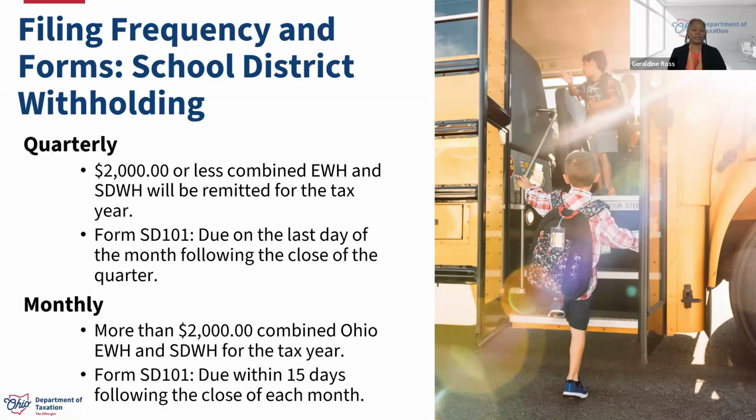School district withholding. They have 2 filing frequencies: quarterly, $2,000 or less combined employer withholding and school district will be remitted for the tax year. Form SD 101 is due on the last day of the month following the close of the quarter. Again, January through March will be due at the end of April. Monthly, more than $2,000 combined Ohio Employer Withholding and School District for the tax year. Form SD 101 is due within 15 days following the close of each month.